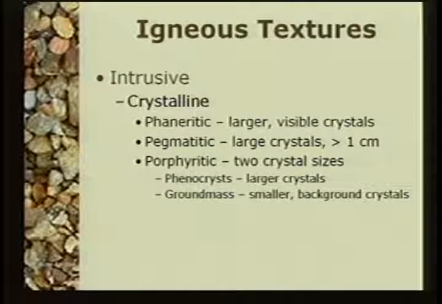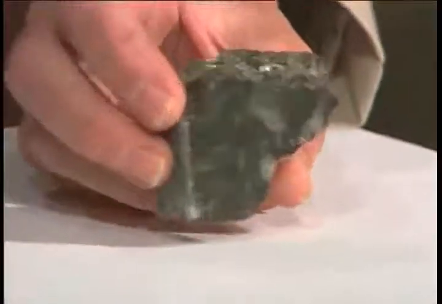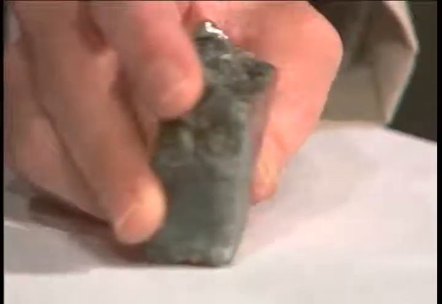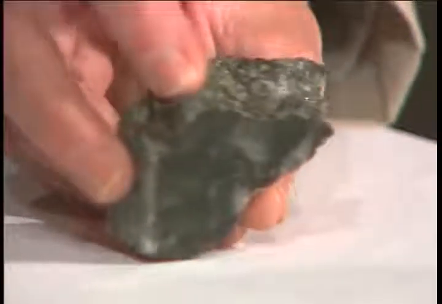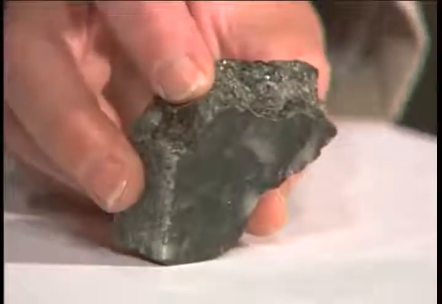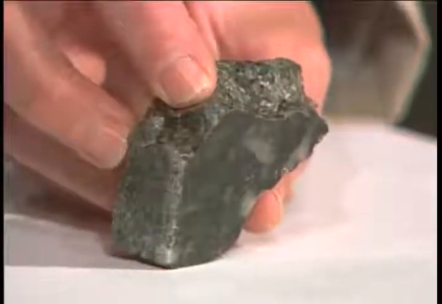Let's look at some of the igneous rock textures of the igneous rocks that formed inside the earth. The first one is a phaneritic texture. I'll bring this one over here. Here we have a piece of a gabbro. This is an intrusive igneous rock, and you can actually see the crystals.